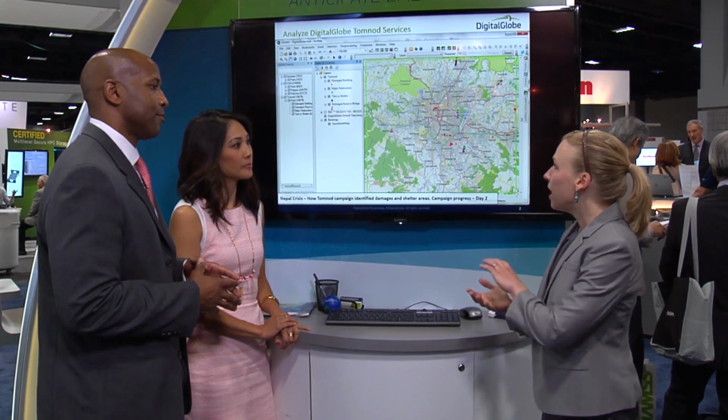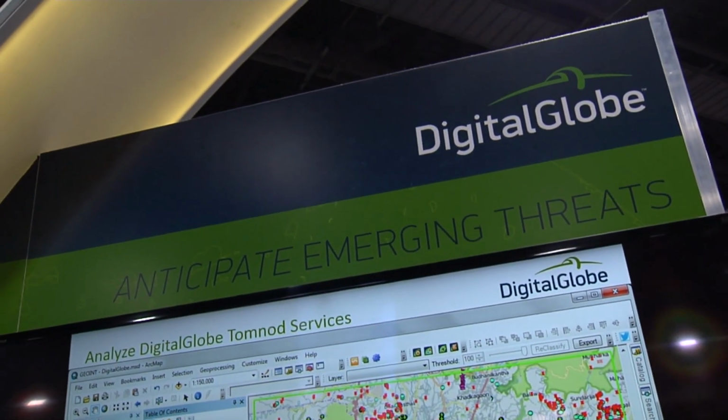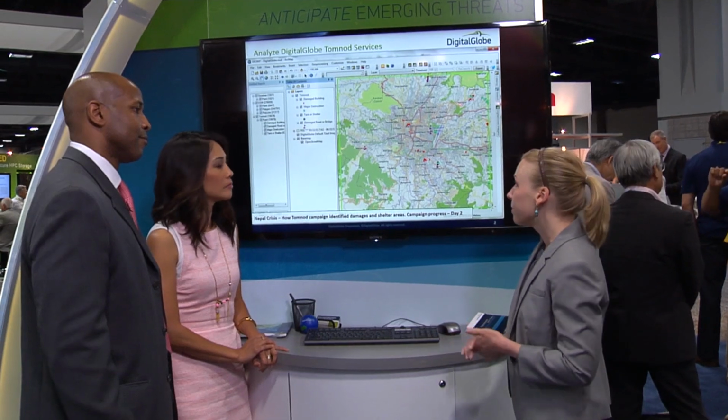Exactly. So TomNod is a simple online platform that enables people to search through pixels of imagery and either place a tag or draw a polygon over specific objects or activities of interest. With our intelligent CrowdRank algorithm and some analyst QC, we're able to take the input from thousands of people and resolve it into a set of vectors that can be used to drive action.